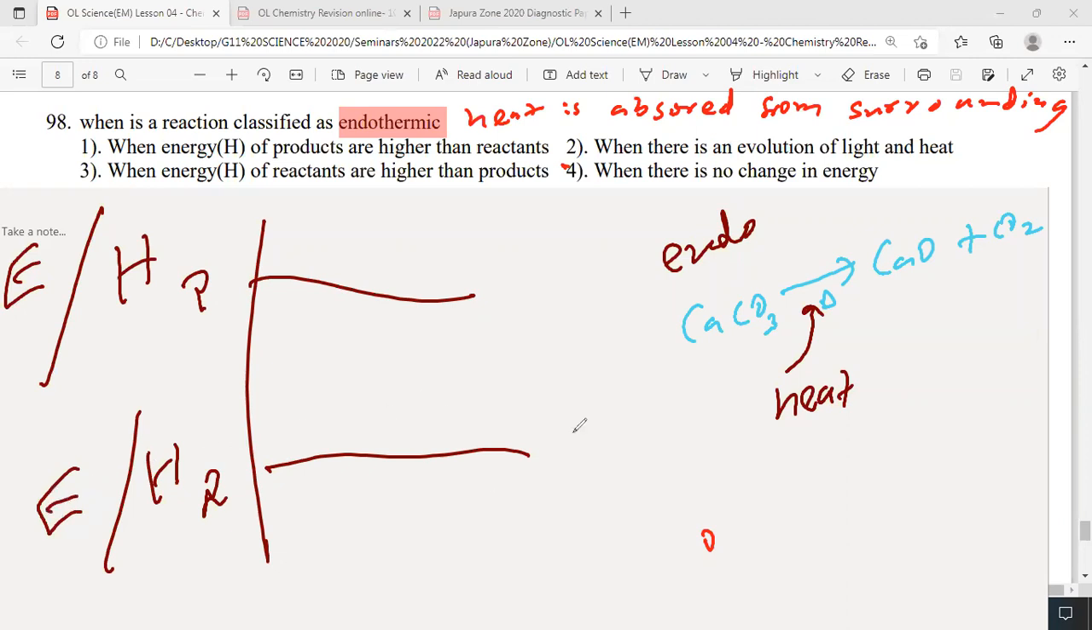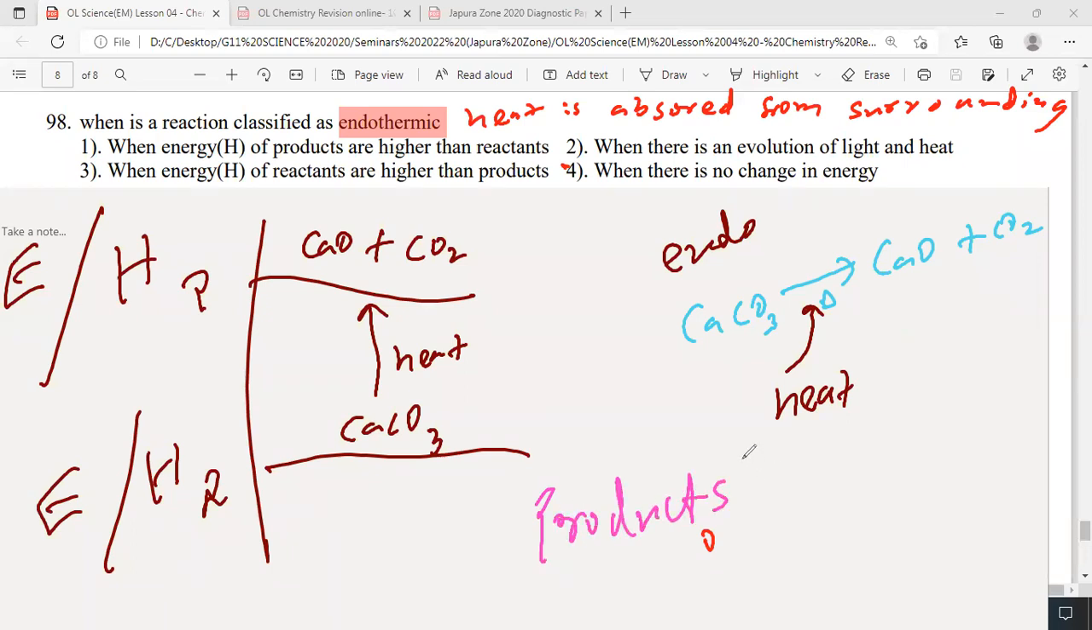So here are the reactants, calcium carbonate. When this becomes this, what happens? Heat is absorbed. Therefore, the products' energy goes up. That is how you draw it. Therefore, the products' energy is greater than the reactants'. Why? Due to the absorption of heat. The products' energy is greater than the reactants' energy in endothermic reactions.